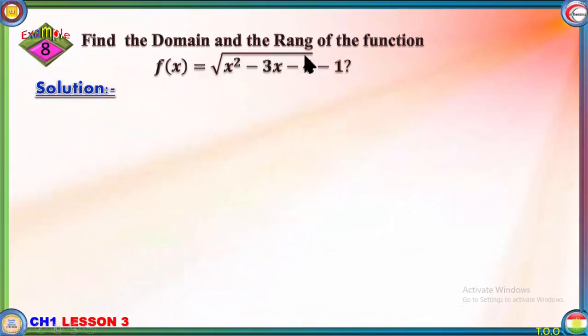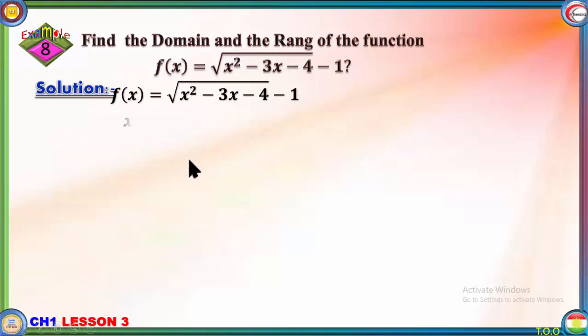Find the domain and the range of the function f(x) equals the square root of x squared minus 3x minus 4, minus 1. And now take what is under the square root, which is x squared minus 3x minus 2, equal to 0. Solve this equation and find the value of x.